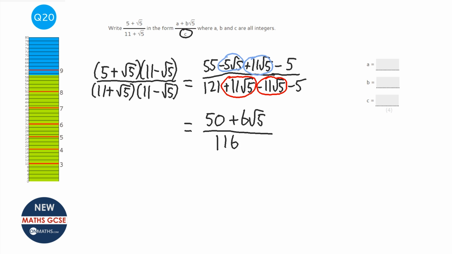Okay, can I do anything else with this? Well, I don't think there's something that's in 56 and 116 apart from 2, so we can halve all of those, so that becomes 25, that becomes 3, and that becomes 58. Now, the 3 doesn't go into 25, so we can't cancel it any further. So it's going to be 25 for A. B is the coefficient of the root, so it's going to be 3, and the bottom number is 58.